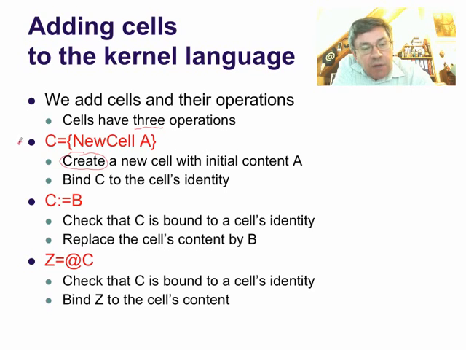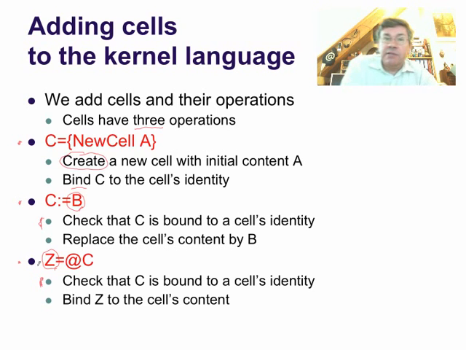So we create a cell with initial content A, and C is bound to the name of the box, the cell's identity. We can also do assignment, replace the cell's content by a new content B, and finally we can access the existing content. We bind Z to the existing content of the cell. In both of these we will first check that C is in fact bound to a cell's identity, because if it's not, we have a type error.